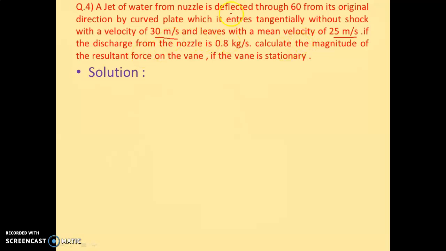Now after the jet strikes the plate, it gets deflected through 60 degree from its original direction. I'm showing all the important points. And the discharge from the nozzle is 0.8 kg per second. And we have to calculate the magnitude of the resultant force on the vane. We'll calculate the resultant force Fr on the vane. So we'll start solving.